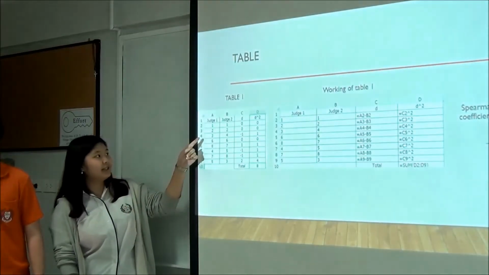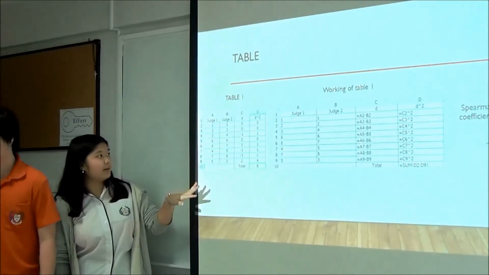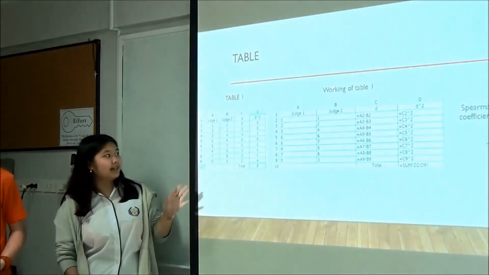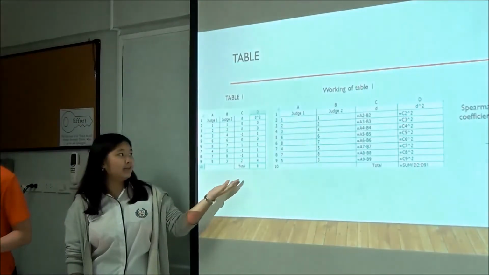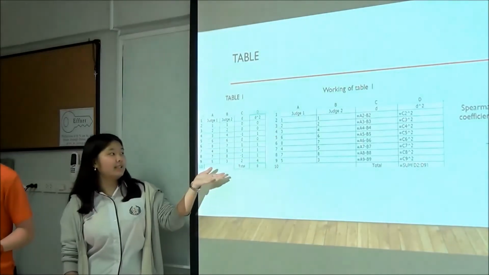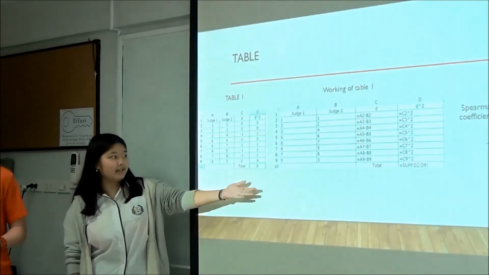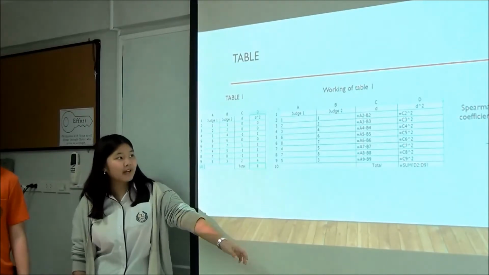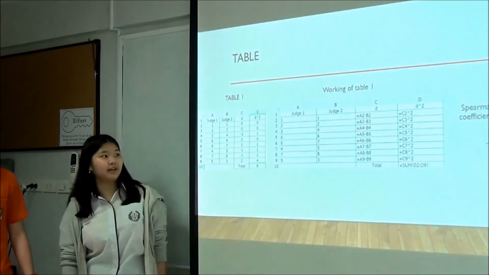And these, judge 1 is Matthew and judge 2 is me. So you can see, right, some of the ranking is similar, but some might be different. After that, we need to find D, which is the difference. So we need to minus judge 1 ranking with judge 2. And then we get the answer. And then we need to square the answer. And then we'll find the sum. This is the working of how we get the answer for this one.